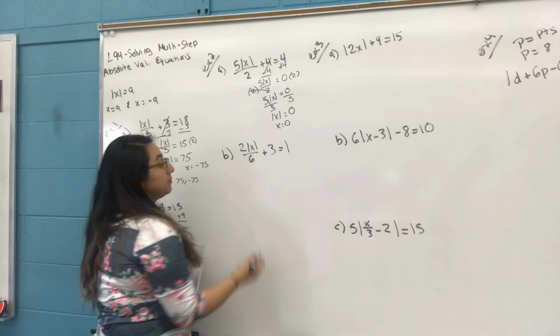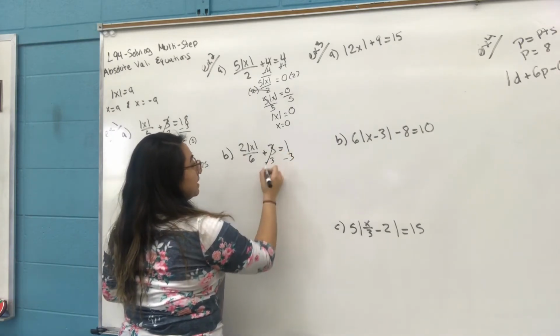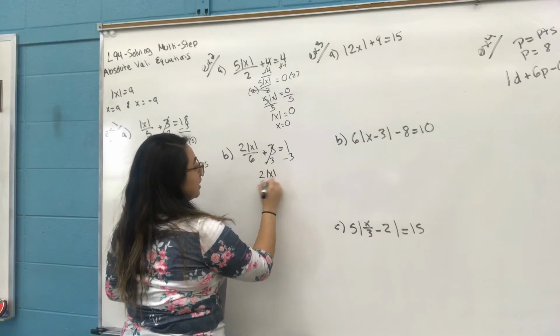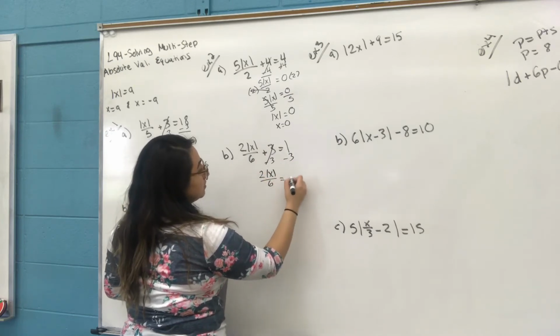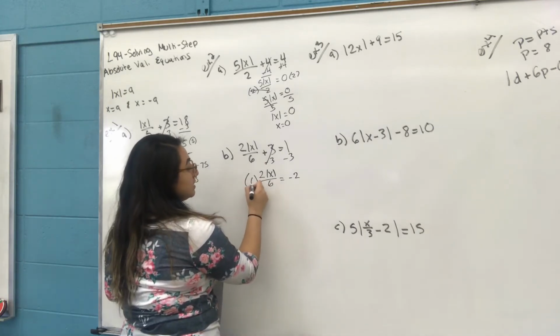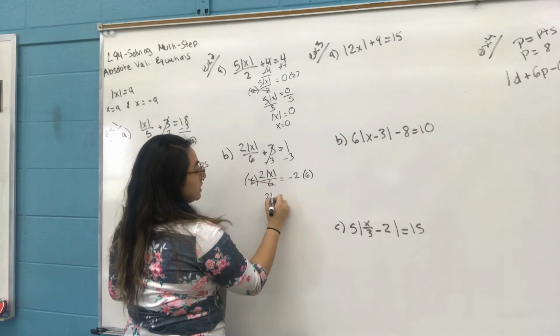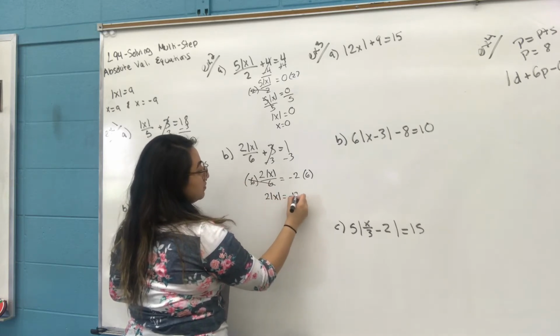Let's keep on going here. We need to get the x by itself. You subtract both sides by 3. Now you have 2 times the absolute value of x divided by 6 is equal to -2. Multiply both sides by 6. You want to get rid of the fraction. And when you do that, you have 2 times the absolute value of x is equal to -12.